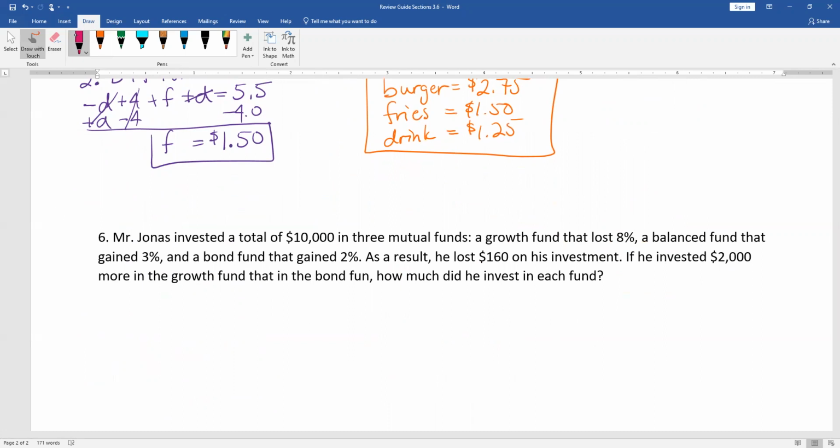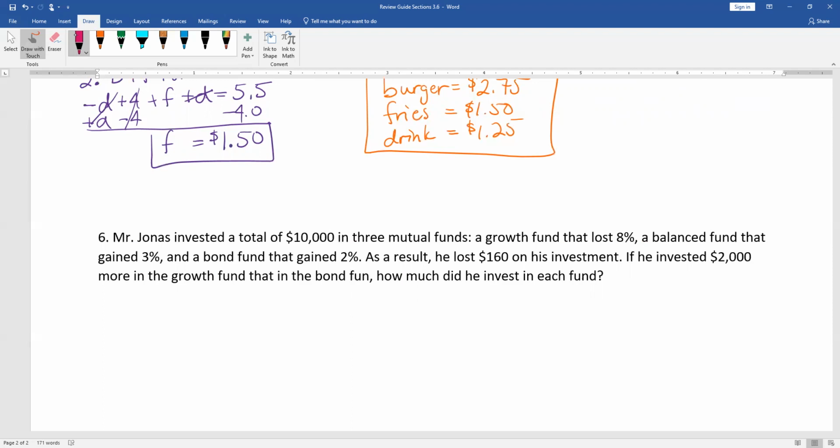Okay, so Mr. Jonas invested a total of $10,000 in 3 mutual funds: a growth fund that lost 8%, a balanced fund that gained 3%, a bond fund that gained 2%. Okay, so because we're talking about an investment as opposed to accounts that accrue interest, you have the potential for negative. This is like the stock market. You lose, you gain. It just depends.